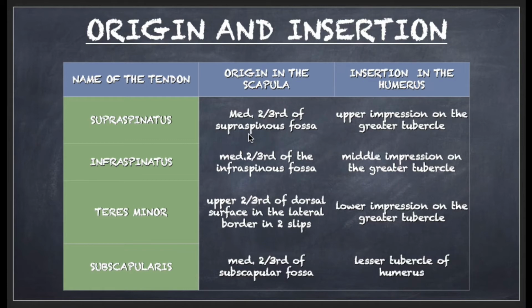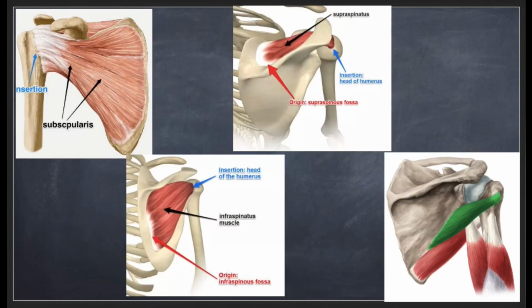Supraspinatus origin is the medial two-thirds of the supraspinatus fossa, which is in the scapula, and the insertion is into the humerus, into the upper impression on the greater tubercle. I will show you a picture. So this is the supraspinatus fossa. From here this supraspinatus muscle originates and it inserts into the greater tubercle of the humerus. So this is the supraspinatus muscle.